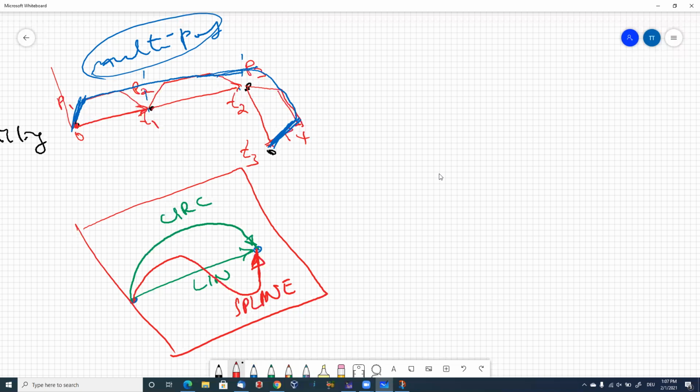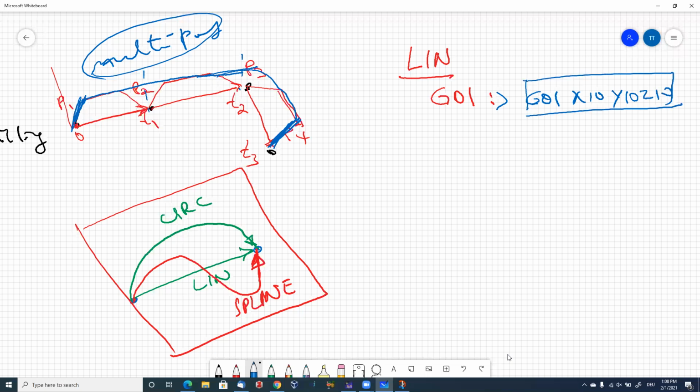Now in machine tools, the linear motion can be commanded by G01. G01 can be commanded like this: G01 move X 10, Y 10, Z 10, in millimeters or some unit. For example, this is one command. So this means move from the current position to X10, Y10, and Z10.